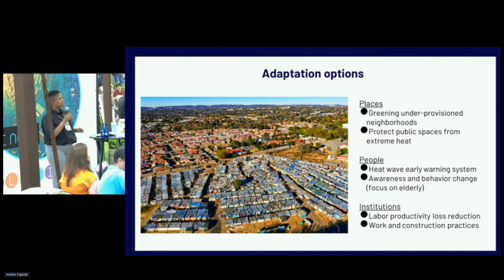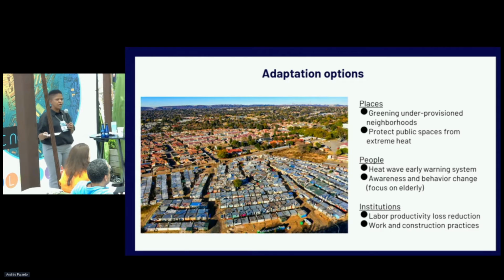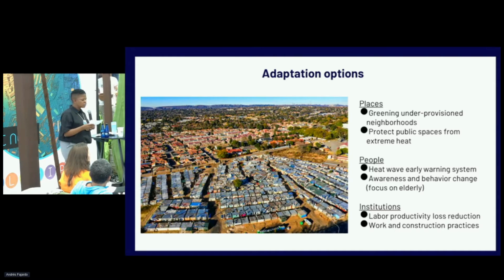underprovisioned areas. This means prioritizing greening initiatives for your township areas, your informal areas. So this would include even tree planting campaigns, pledging to plant certain amounts of trees by a certain period, and then secondly, cooling strategies for low quality dwellings. We need to be looking at how we could be cooling these informal settlements or township areas.